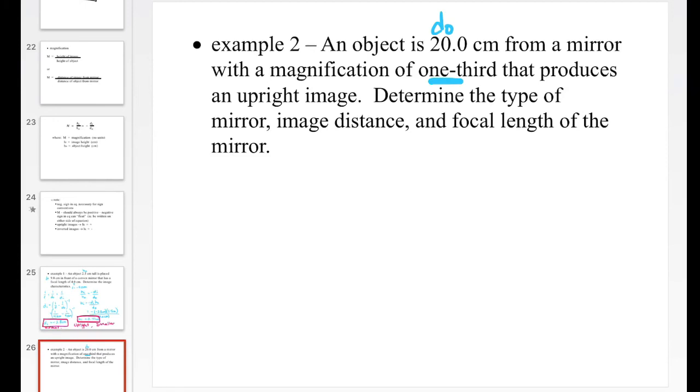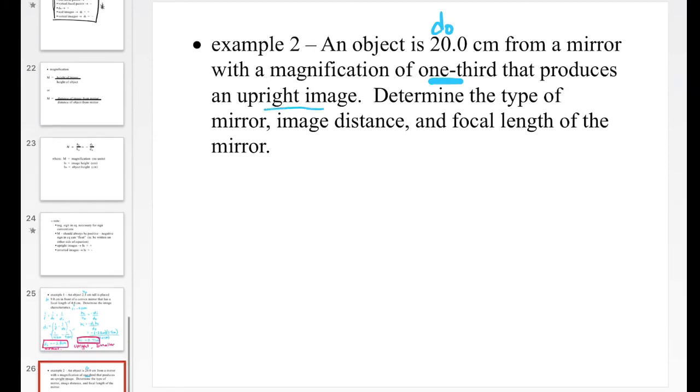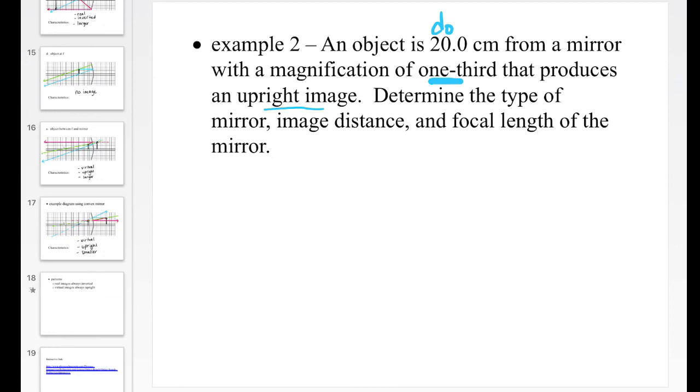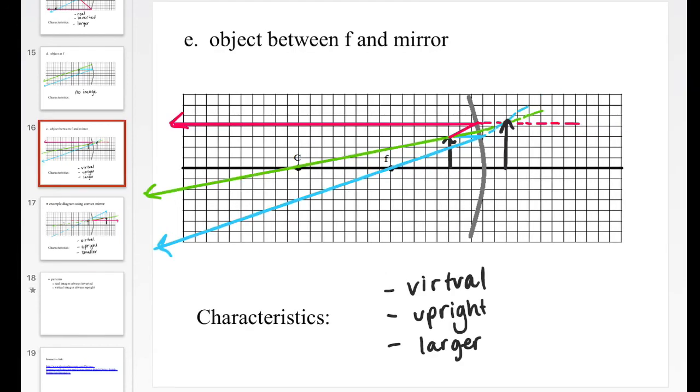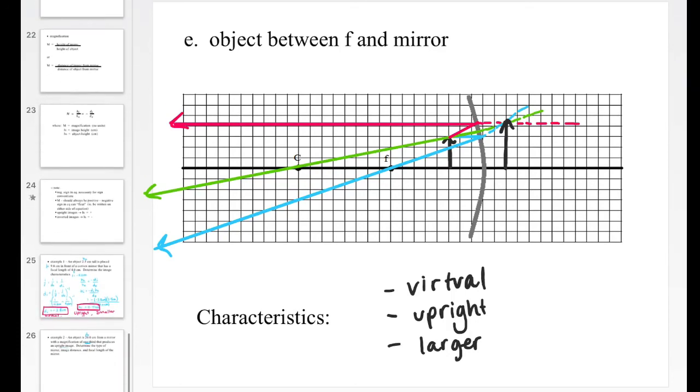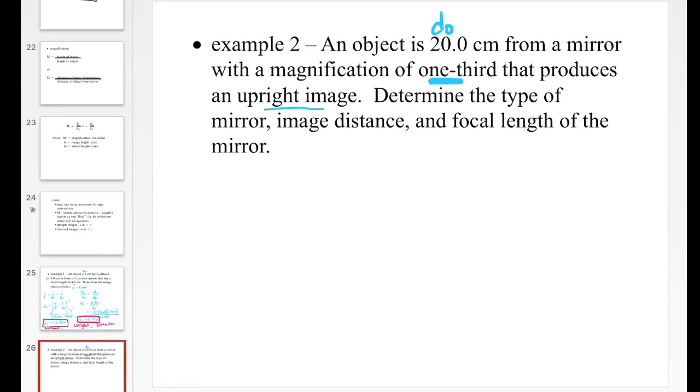Okay, so we have two situations if we have an upright image. Again, if you're trying to remember when we would get an upright image: either when we were using a convex mirror, or when we had a concave mirror but the object was between F and the mirror. So we have one of those two situations here, and we've got to figure out which one is happening. We're going to determine the type of mirror, is it concave or convex, the image distance, and the focal length of the mirror. So what's the first thing we can do?